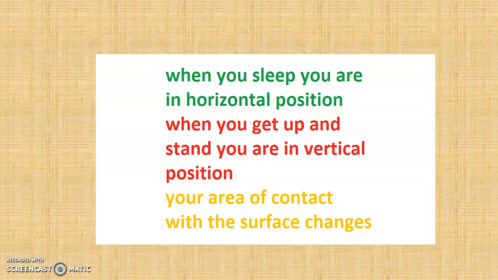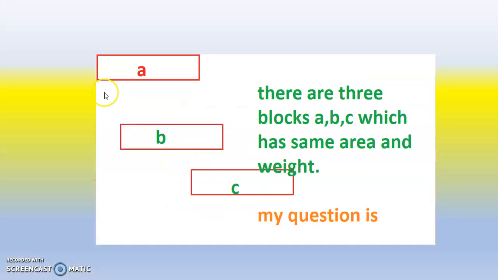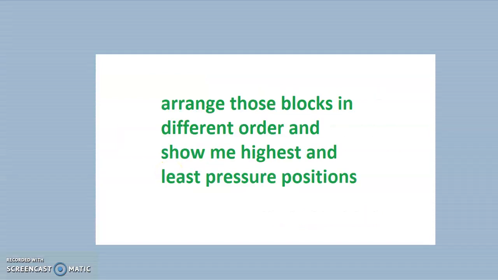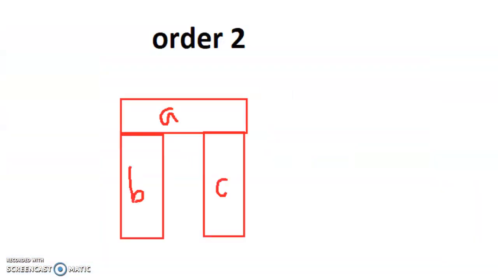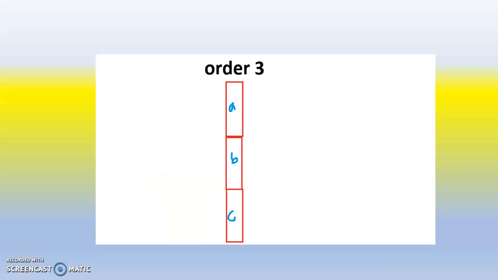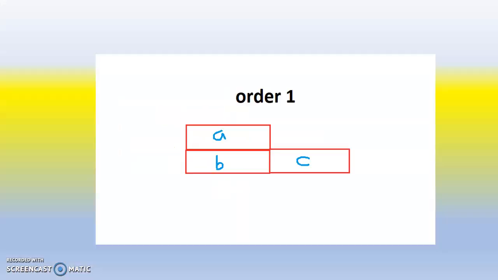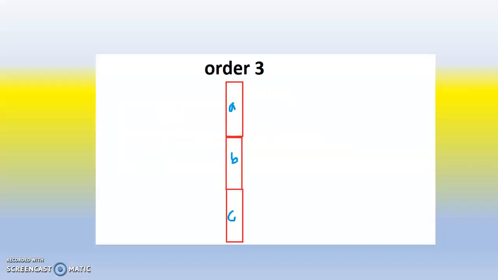Okay, you know, right? So here is another example for you. Now I have three blocks A, B, C. Using these three blocks, you are going to arrange in three orders or four orders. You just arrange the blocks like this. Here is the first order. Now you have to tell me which order will give you the least and the most pressure, right? Just look at this picture. This is order number one. Here is order number two. Here is order number three. Here is number four. Okay, again take it 1, 2, 3, and 4.